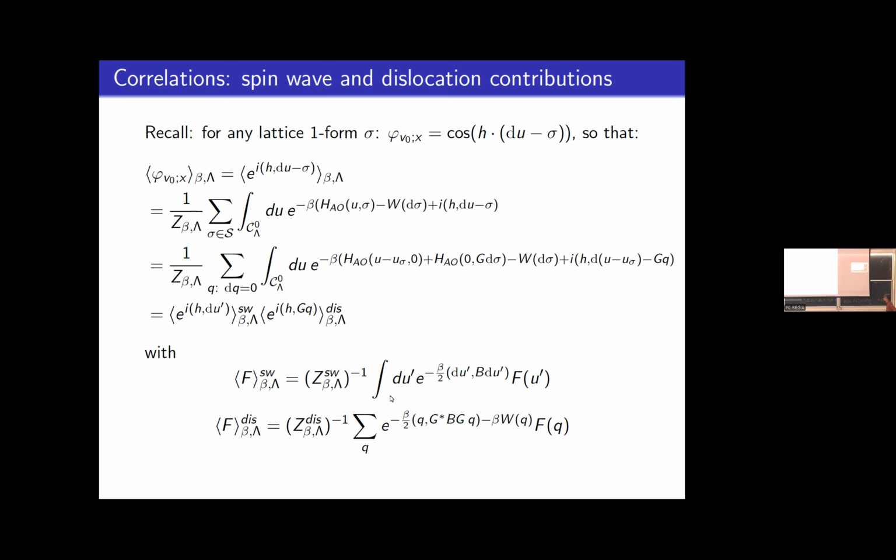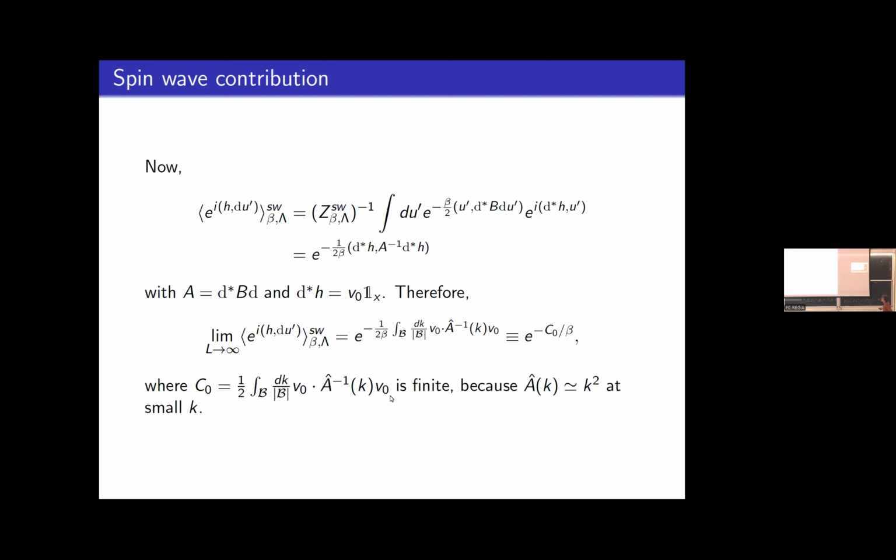I'm not sure that this would be as easy in this context, but at least this is the hope. Okay, now you see, the spin wave part is now a Gaussian computation. So the spin wave part is something you can compute explicitly, and the only non-trivial part is the dislocation part. So let me focus for a second on the spin wave part. You see, the spin wave contribution to the correlation function we're interested in is given by this Gaussian integral.